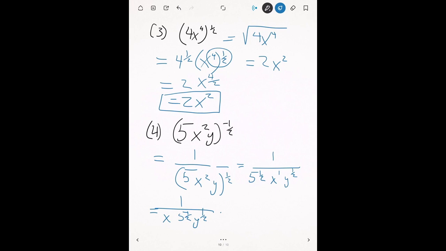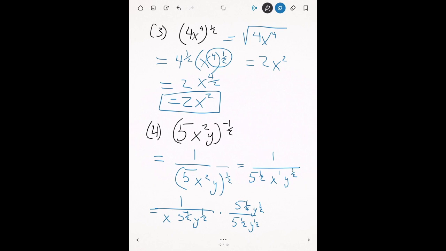Okay, now I have to multiply the top and bottom by something to get rid of these rational exponents. So I'm going to multiply them by 5 to the 1/2 and y to the 1/2. This stylus is terrible. Oh my gosh, whatever. So all we're doing is multiplying both sides by 5 to the 1/2 and y to the 1/2.